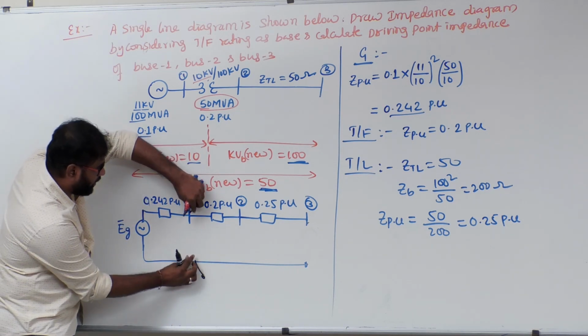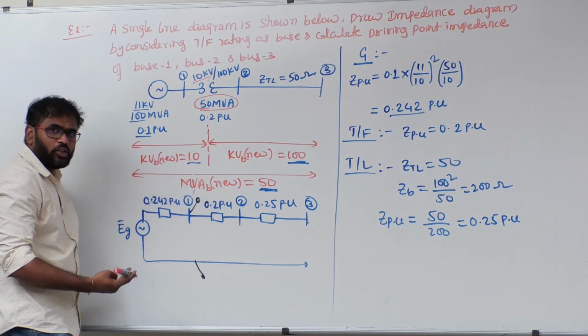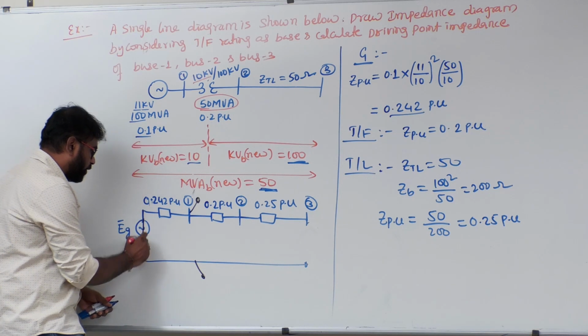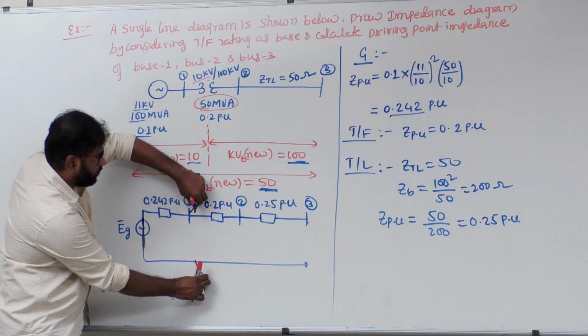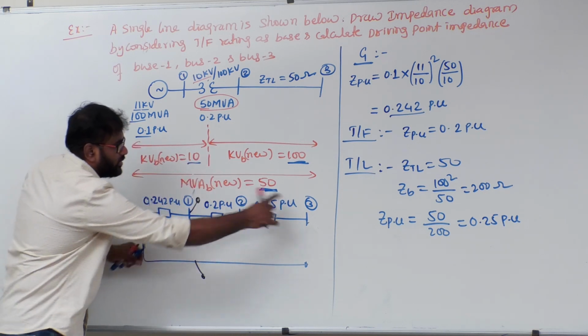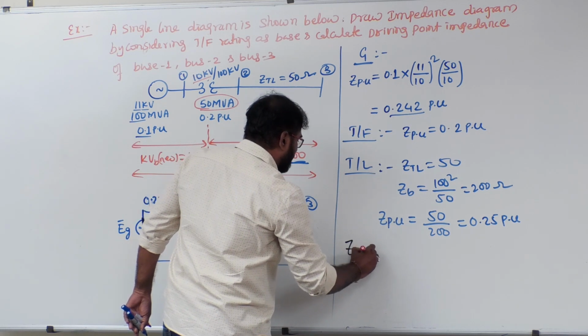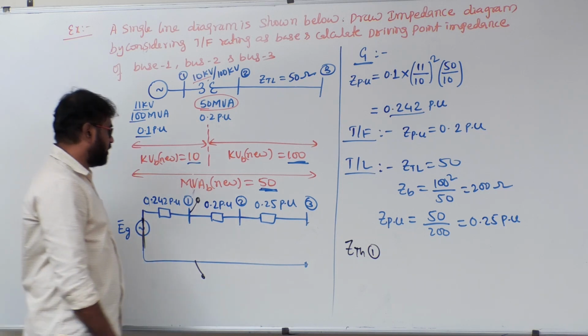If I look from bus 1, there is no closed path here, there is a closed path here. When calculating driving point impedance or Thevenin's impedance, both are the same, you need to represent the voltage source as a short circuit. Now from here to here, how much impedance? Only 0.242, because the rest is not coming into the picture. So I can directly write Z Thevenin at bus 1, or the driving point impedance of bus 1, is what now?